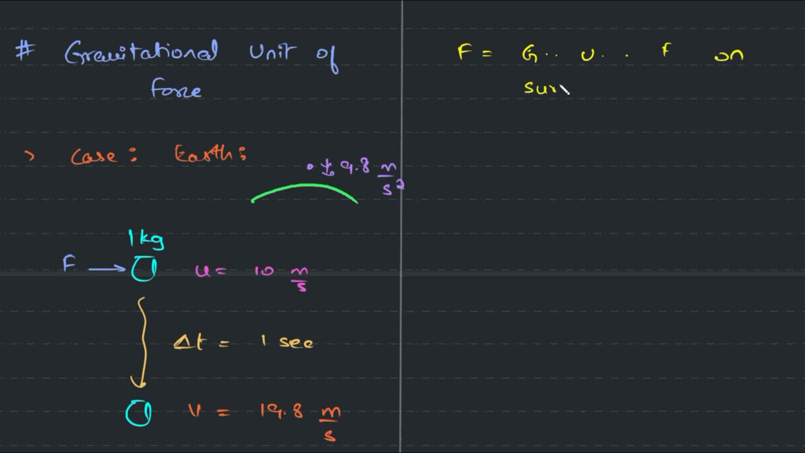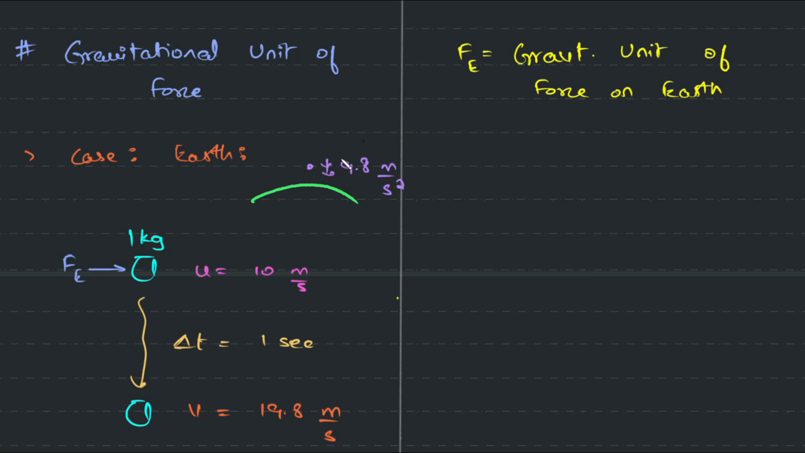Let me check the language once. I guess let me write it properly. I'm not very happy with it. At least let me write a shortcut. Gravitational unit of force on Earth is this F. Okay, so we can also write a subscript.